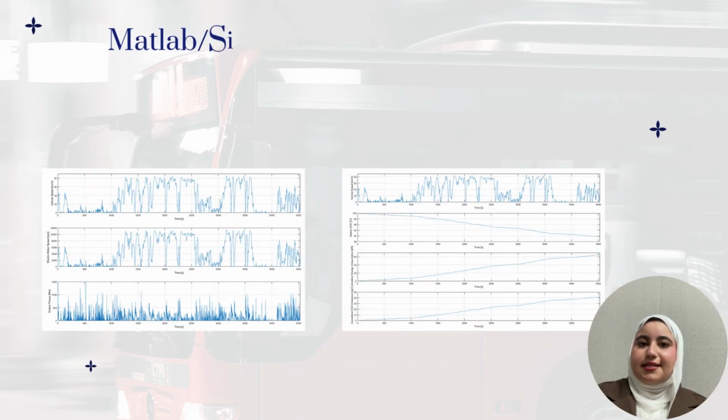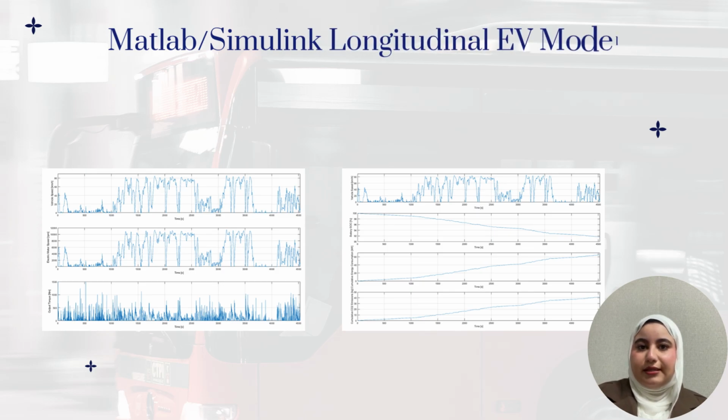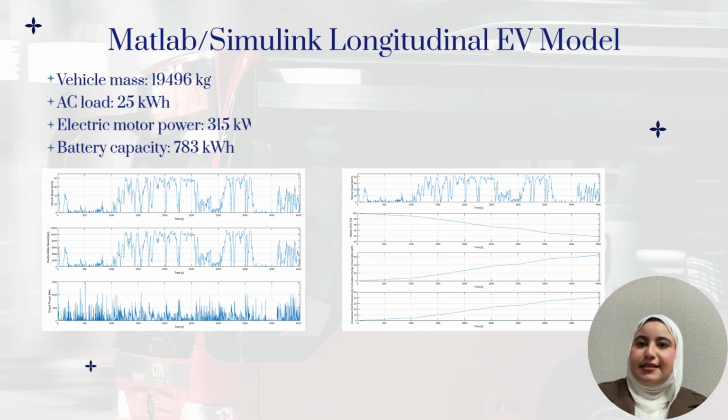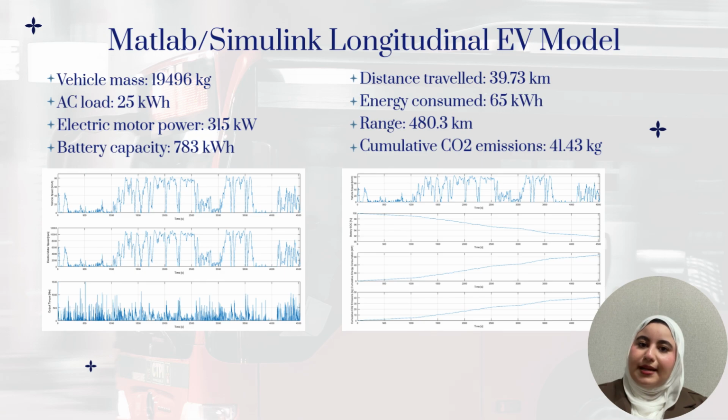Okay, now let's discuss the results of the electric vehicle model. From the vehicle mass of the ICE, 1000 kg is reduced and the battery weight is added to obtain the vehicle mass. AC load of 25 kWh is used, and an electric motor with similar power to the diesel engine is used. Approximately the same distance is traveled according to the simulation.